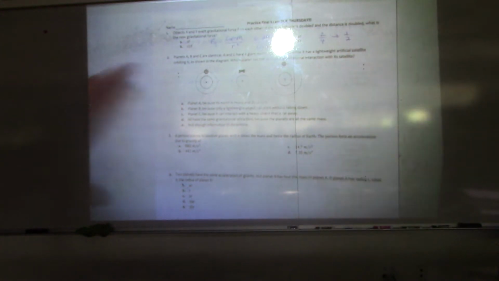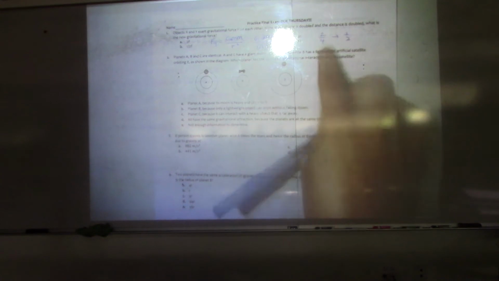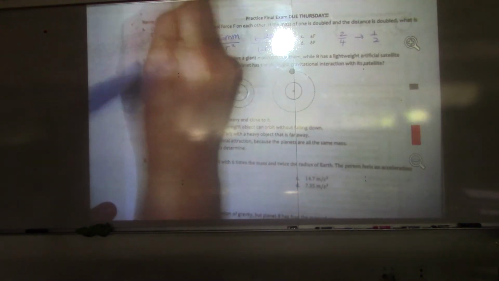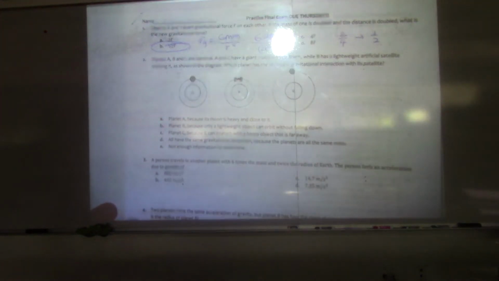And you can put it in your calculator, and if you get the 2 over 4, just hit math, enter, enter to simplify it a little bit. And then that means I get half the force. So if the original force is F, my new force is half that.